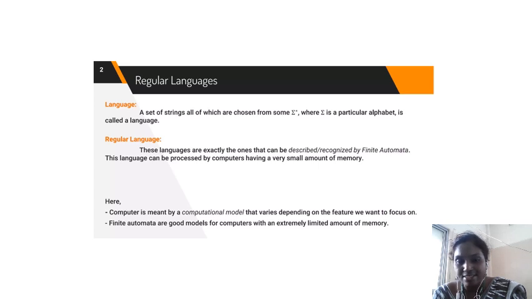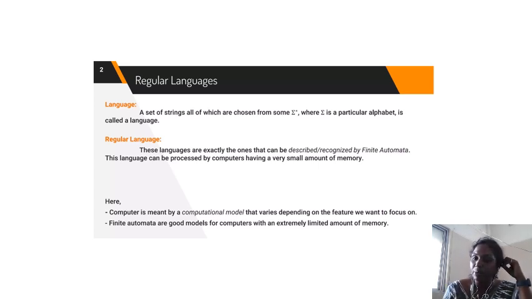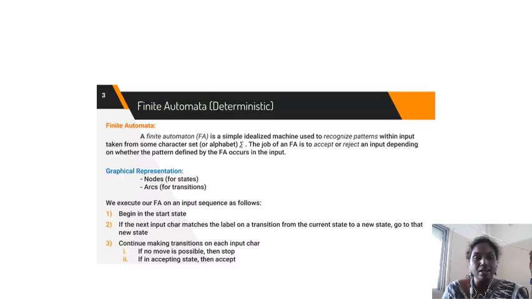It's a language that has some description, some recognized finite automata. For example, in the computational model, we have to focus on what is finite automata, whether it is a good model. We can solve problems with an extremely limited amount of memory, correct? In that finite automata, we have tuples. There are 5 tuples in the finite automata. In the machine, we recognize the pattern within the input taken from some characters. That alphabet is called sigma. That finite automata may accept or reject that particular value.